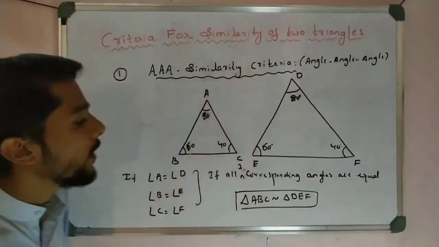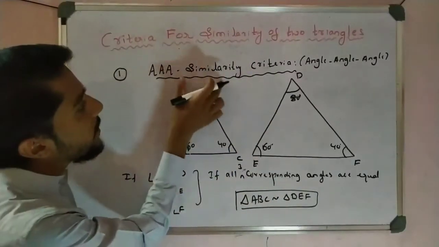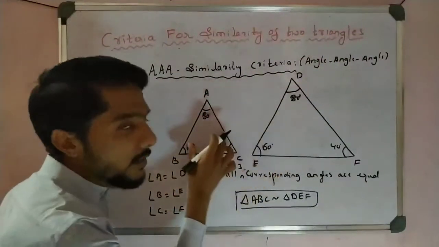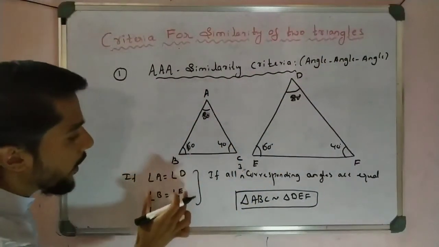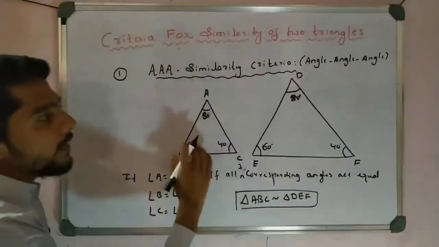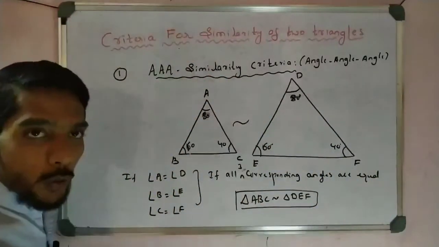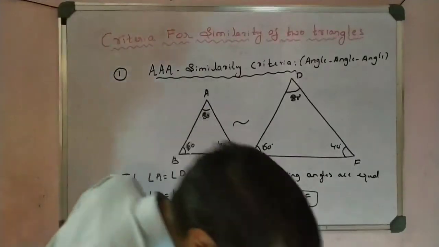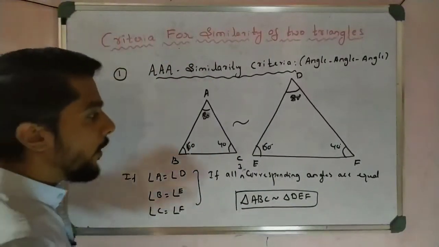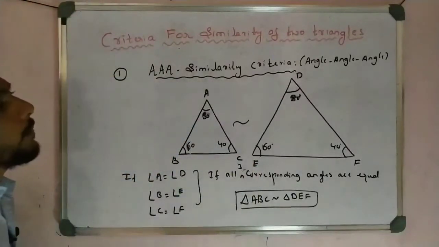So write down the first one, that is, AAA similarity criterion, angle. Two triangles are said to be similar when all three corresponding angles are equal, then we say that ABC is similar to DEF. So please write this down. Okay students, now pause the video and note this down.